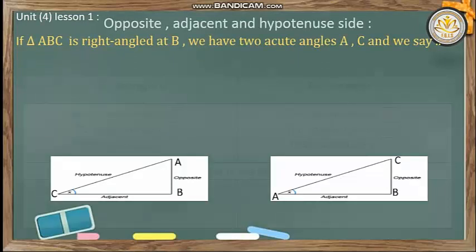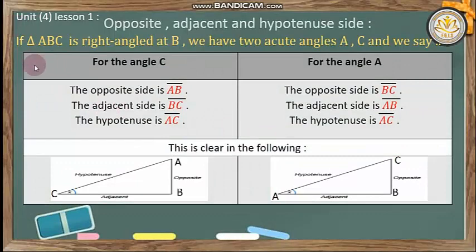Opposite, adjacent and hypotenuse side. Triangle ABC is right angled at B. We have two acute angles, angle A and angle C. We can say for angle C, the opposite side is AB, the adjacent side is BC, and the hypotenuse is AC. For angle A, the opposite side is BC, the adjacent side is AB, and the hypotenuse is AC.